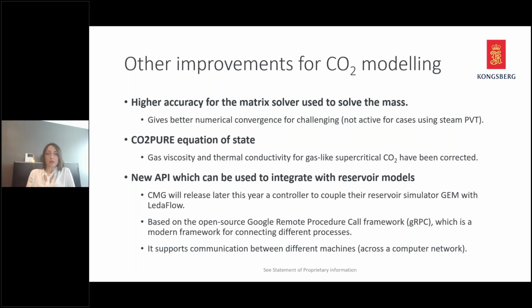This new API has been used in order to connect LedaFlow together with GEM, the reservoir simulator from CMG. And CMG will release later this year a controller to couple both simulators together. The reason why I'm mentioning it here, although as I said, it's not restricted to CO2 applications, is because this has been developed through a GIP that is called Geleco 2.